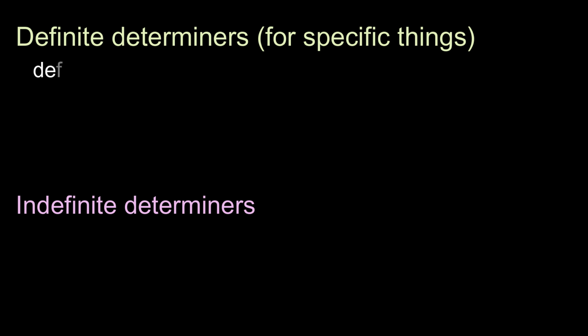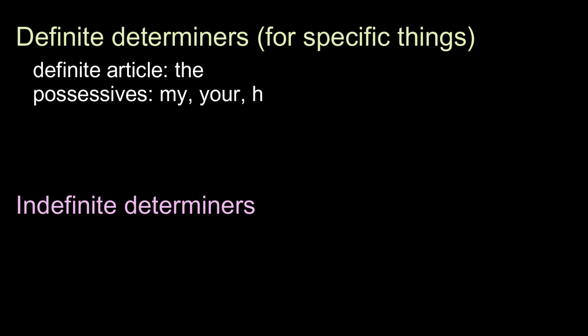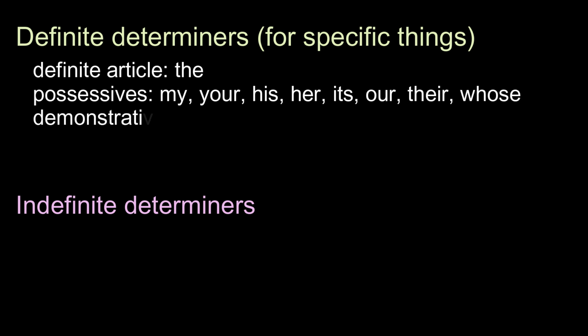First of all, we can classify determiners into definite determiners and indefinite determiners. We use definite determiners to indicate that the thing we are talking about is specific. These are definite determiners. The definite article, the. Possessives: my, your, his, her, its, our, their, whose. Demonstratives: this, that, these, those.